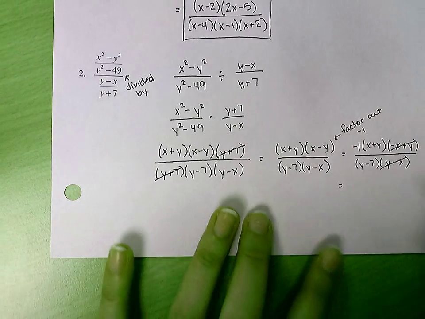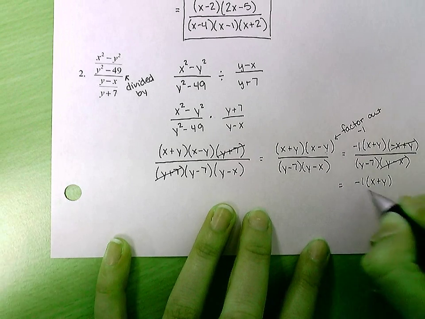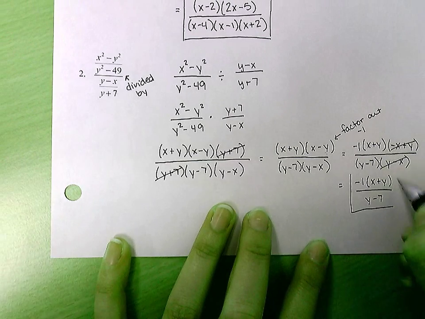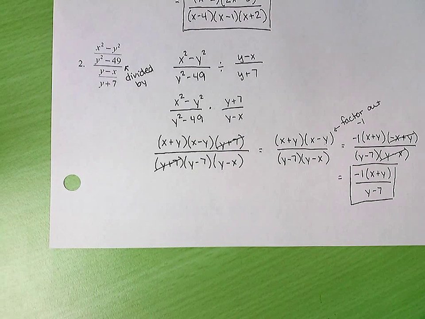Okay, then just rewriting, we have -1 times x plus y over y minus 7, and you can keep it like that. You don't need the 1 there. If you just write negative, that's fine.